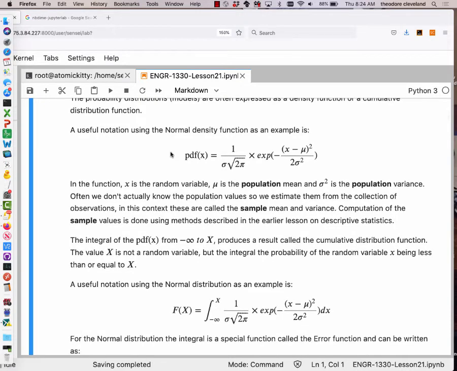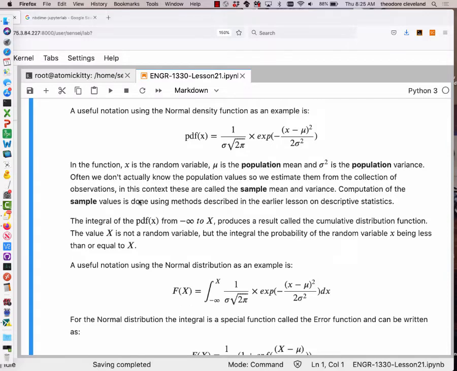So consider our normal density function. The probability density function of the random variable x is this weighting term, which contains a standard deviation, the variable x itself, the mean of the distribution of the population that generates x, and again the variance down here. So in this function, lowercase x is the random variable that we observed. Mu is the population mean, sigma squared is population variance.